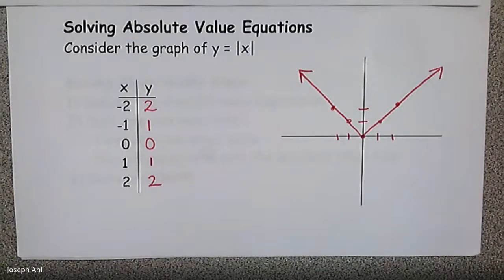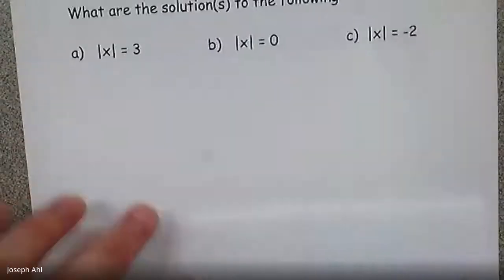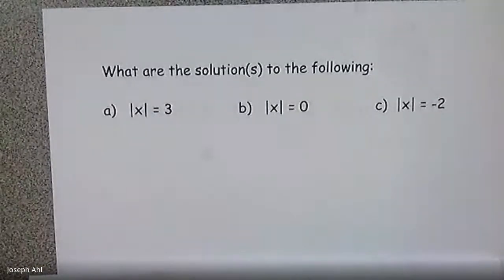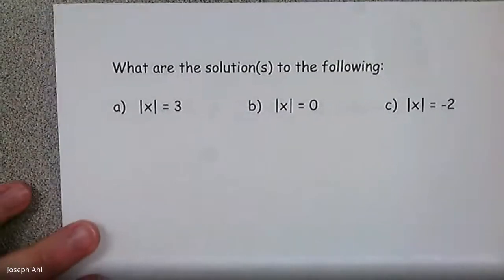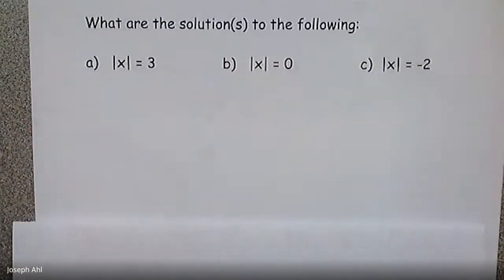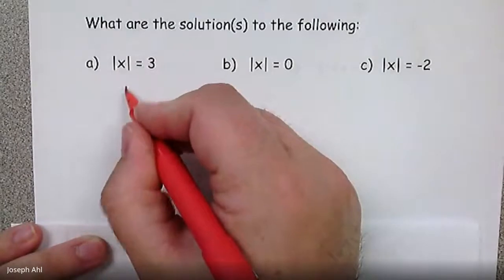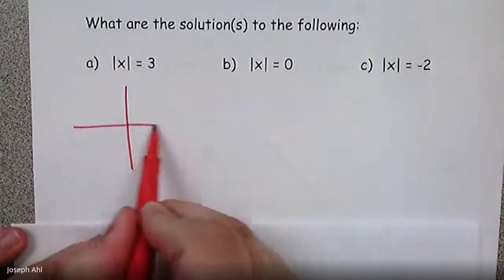So what I want us to do is, using our knowledge of what the graph of absolute value of x looks like, take a look at solving these equations real quick. If I have absolute value of x equals 3, and I want to solve this equation, well, I may not come up with the answers right away, but let's at least graph it and see what this is going to look like. The absolute value of x, we know, is that V shape.